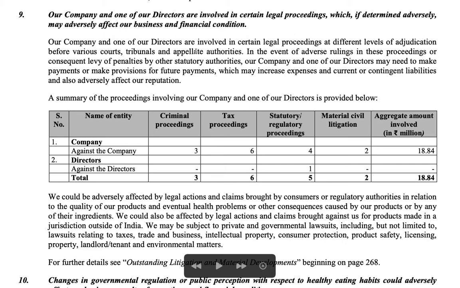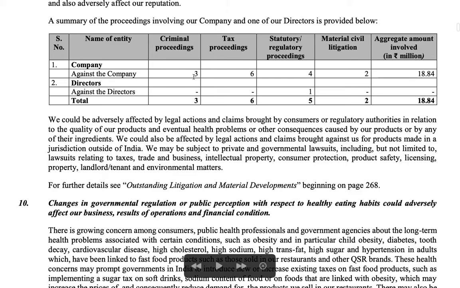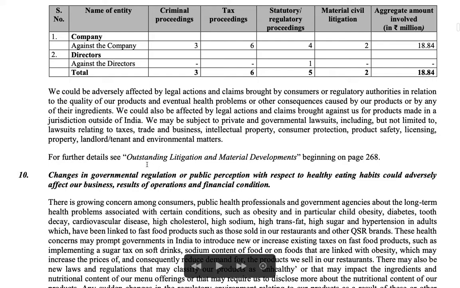Our company and one of our directors are involved in certain legal proceedings at different levels in courts. In the event there are any adverse rulings in these proceedings, our company and our directors may need to make payments or make provisions for future payments, which may increase expenses and current or contingent liabilities and also adversely affect our reputation. So there are a total of 15 proceedings against the company and one against the director, right? And the aggregate amount involved is not very large compared to the size of the company, but it's still enough to be noticeable, right? And of course, there will be further details in the outstanding litigation chapter.